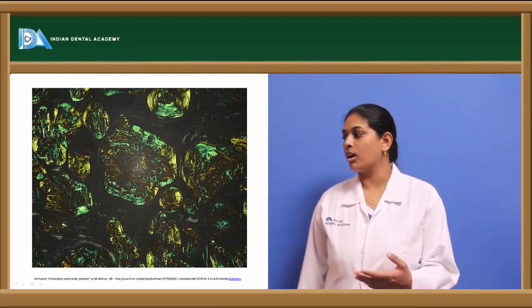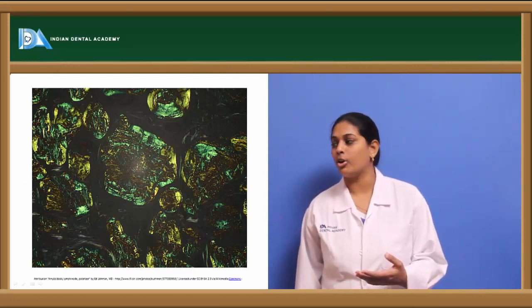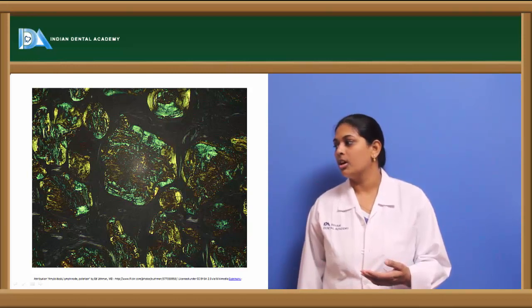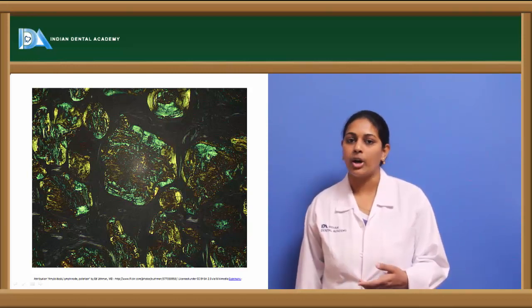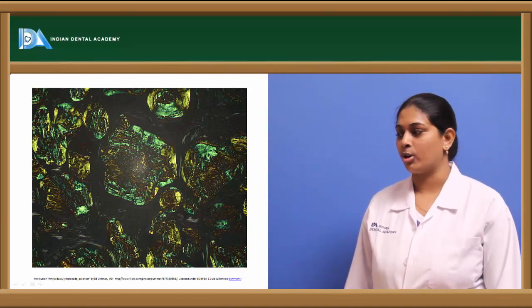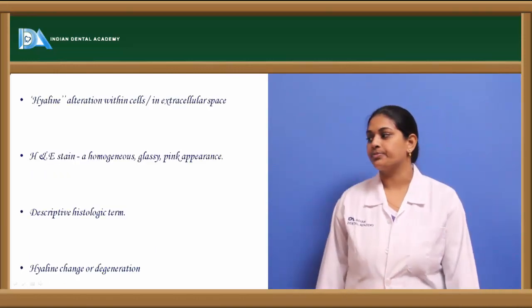So this is a histopathological picture of an amyloid, showing the apple-green birefringence, which is the structure that determines the presence of amyloid in these microscopic features. This ends amyloidosis. Coming to hyaline change.